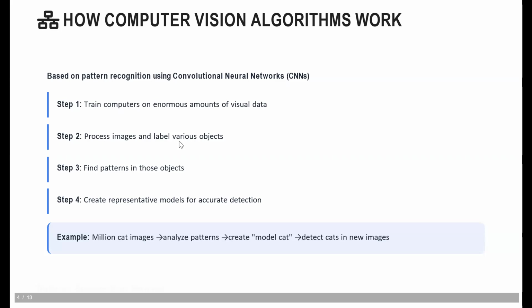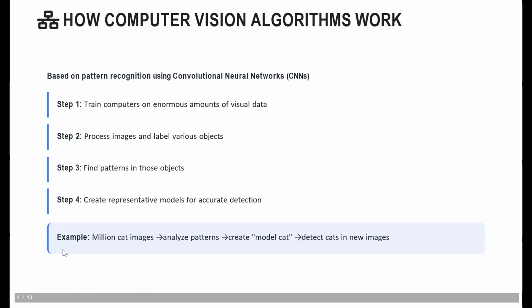Process the images with labels of various objects. Yes, we need to label them. Find patterns in those objects. In different categories, there is a pattern. In a tiger, there are eyebrows, limbs, legs, different distinguishing features, so that we can make the machine learn that this is not a lion or any other animal, it's only a tiger. Okay, create a representative model and accurate decision. So we will create a representative model and we will get our result.